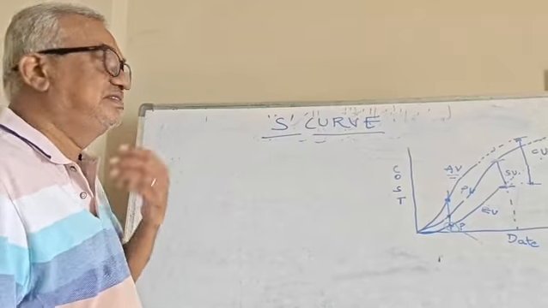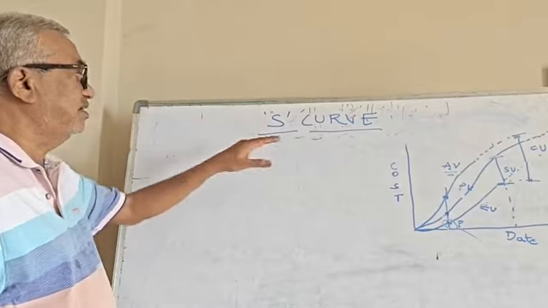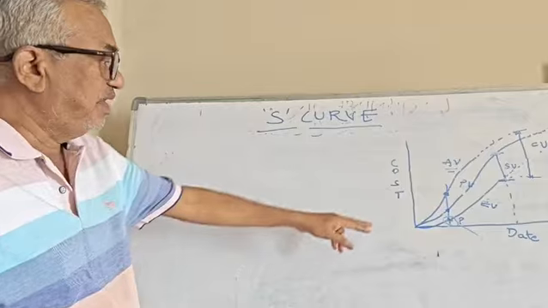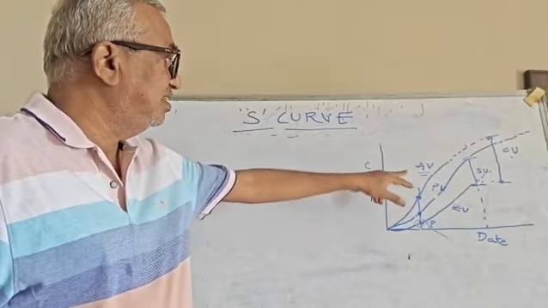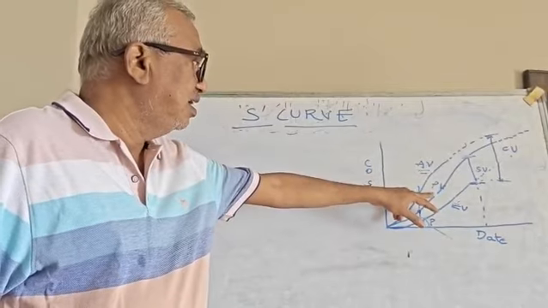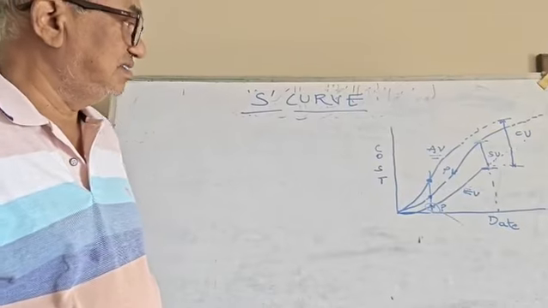Afternoon, dear students. Today we are going to take a very important topic in project management, that is called the S-curve. In the previous class we have seen that there are three costs associated: actual value or actual cost, planned cost, and then earned value or earned cost.